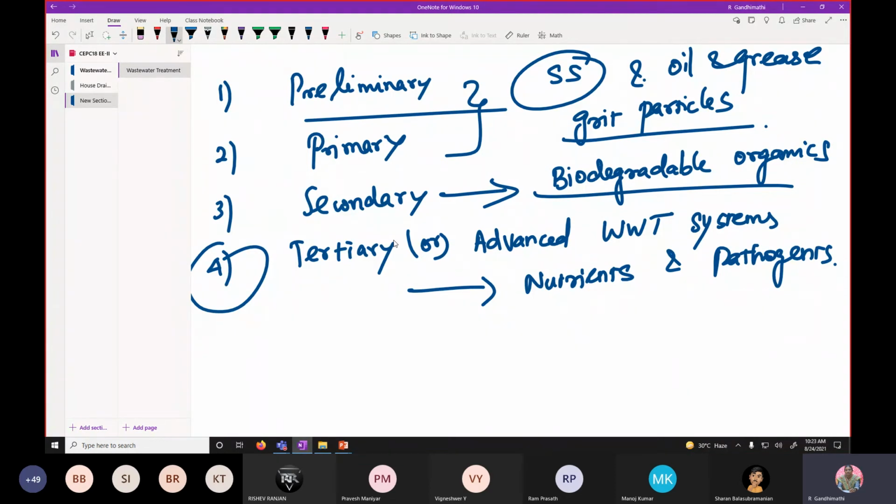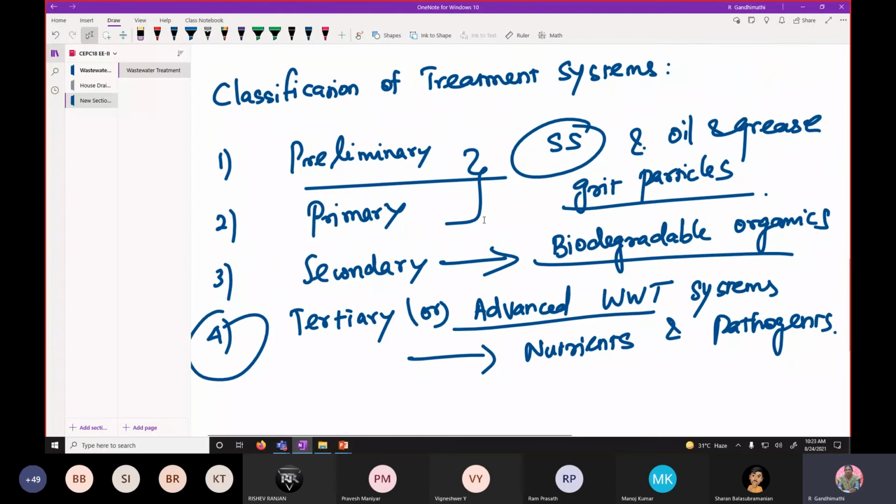Similarly, if you want to reuse it for irrigation, then you have to maintain certain values for suspended solids, and you have to maintain the value for the BOD, etc. Therefore, accordingly, you have to select suitable advanced treatment systems for treating the nutrients and pathogens. These are the different classifications of treatment systems.